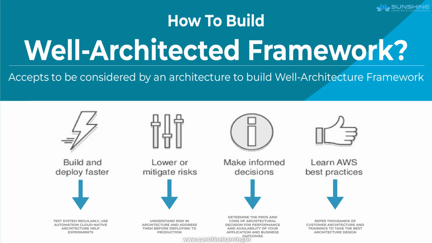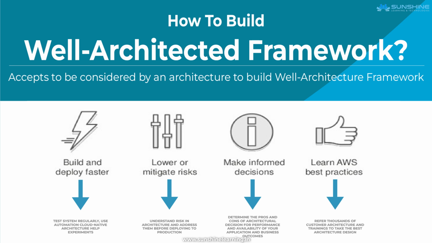Now how do we build a well-architected framework? First of all, we should build and deploy the solutions faster, and for that we should test the system regularly. We should use automation as much as possible, for example using CloudFormation, Elastic Beanstalk, and Lambda functions, and this way we can deploy our services and resources very quickly.